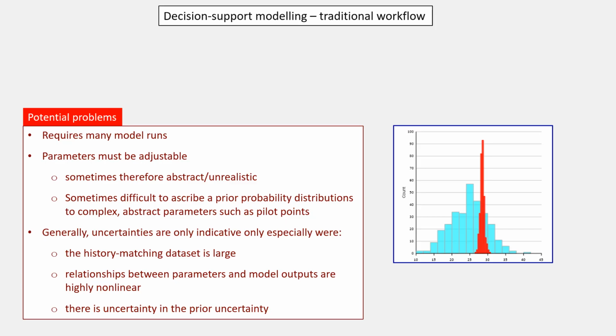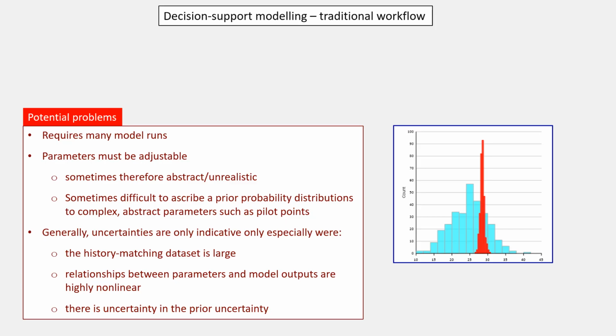It relies on the adjustability of parameters. And for parameters to be adjustable, they may need to be somewhat abstract, such as pilot points. Therefore, they don't really represent the way that hydraulic properties behave, the spatial variability of hydraulic properties beneath the surface. And it's sometimes difficult to ascribe a prior probability distribution to real hydraulic properties, let alone abstract hydraulic properties as represented by pilot points.